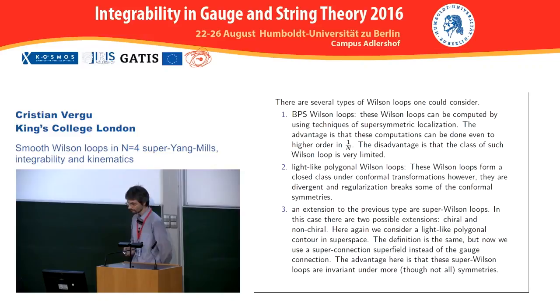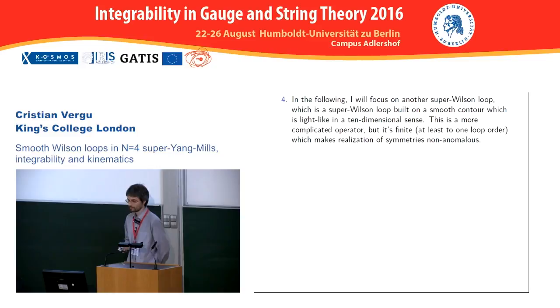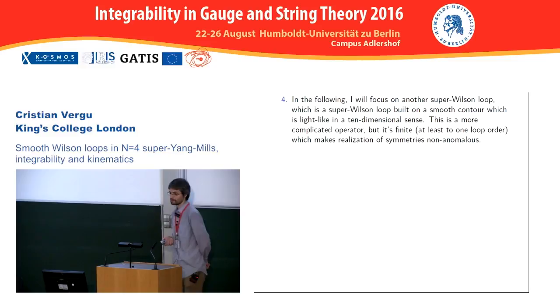Before getting there, I have to emphasize that the advantage of these Wilson loops with respect to the usual Wilson loops is that more of the symmetry is manifest. So for usual Wilson loops, even usual supersymmetry is not manifest. But once we consider them in superspace, then supersymmetry can be made manifest.